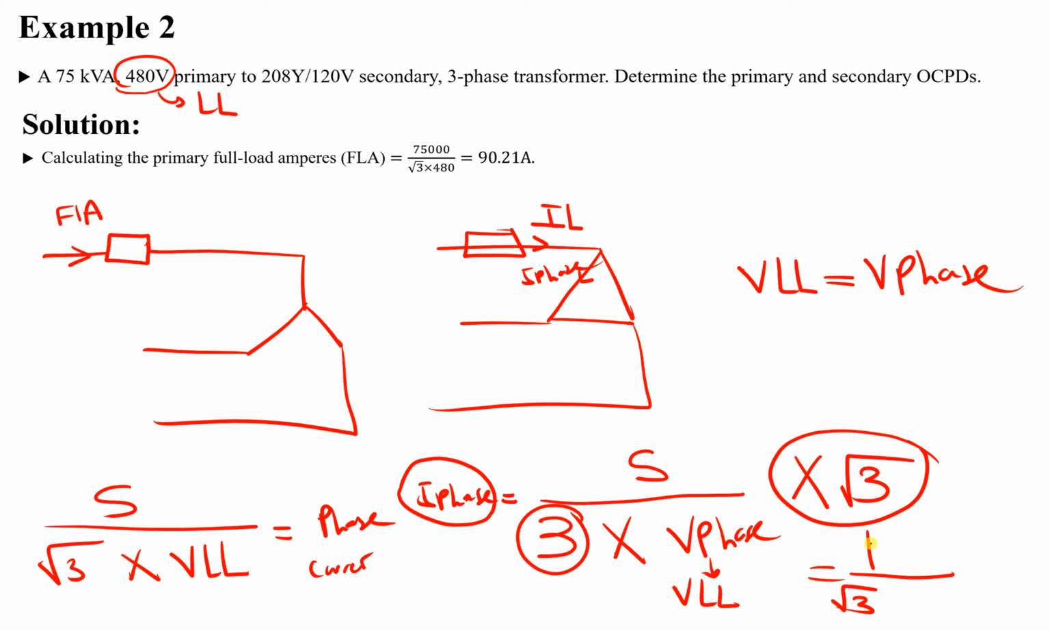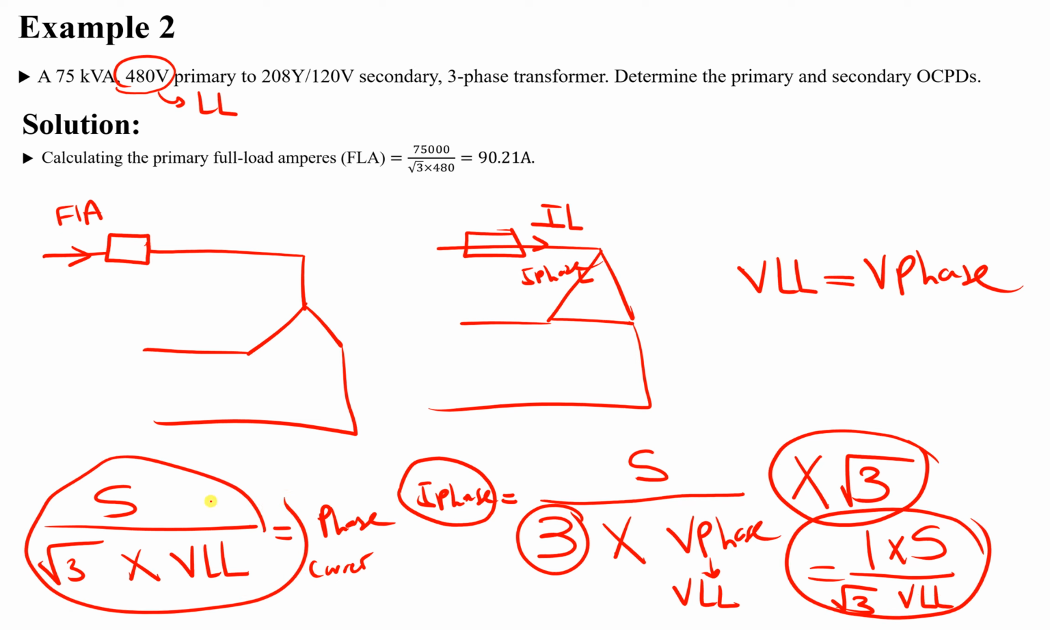So you'll find that we have here S and we have here V line to line or V phase. So you can see the exact same rule can be used for a delta and star in obtaining the full load amperes. In this case, it will give us the phase current, which is same as line to line. In this case, it will give us line current in which we install our overcurrent protection device.